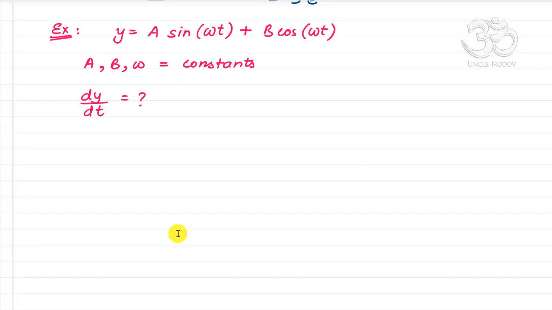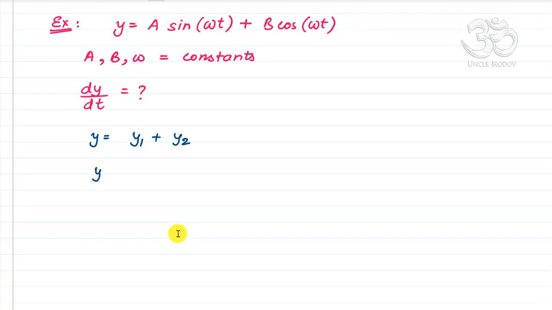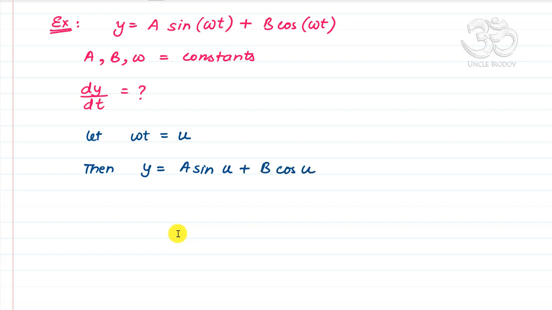So the long way to do this is to write y as y1 plus y2, where y1 may be a sine omega t. Or you don't even have to do that. You can just say let omega t be something called u. So let omega t be u. Then you have y is equal to a sine u plus b cos u, where u itself is omega t.